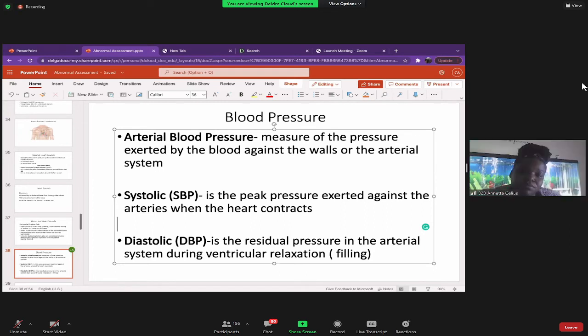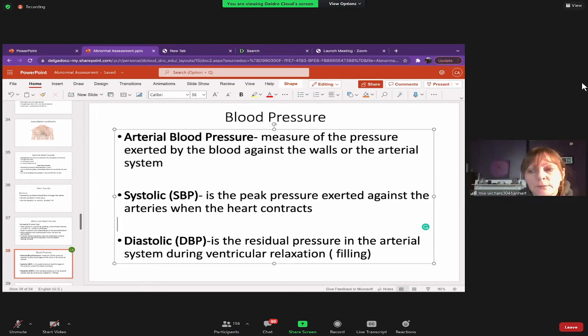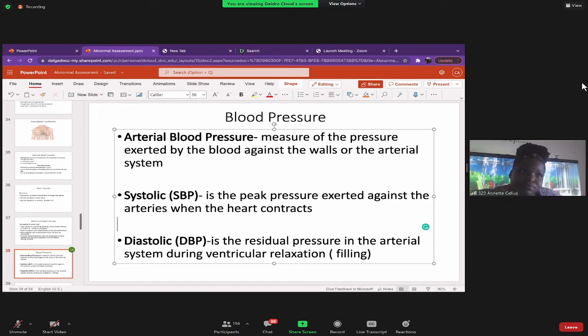In a sitting position, feet flat on the floor, no talking, arm at heart level. Make sure the cuff is the right size. Yep.